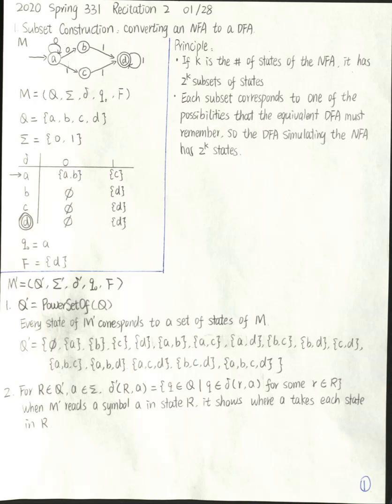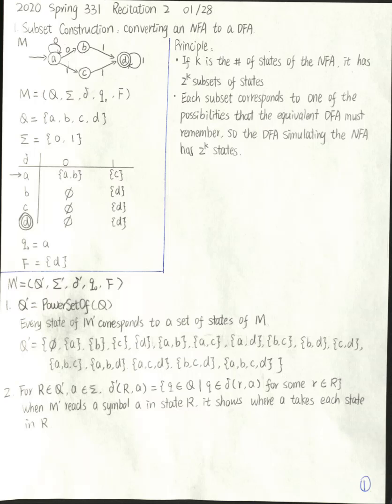Alright, the 5-tuple for this NFA is: Q, the set of states, A, B, C, D. Sigma, the alphabet, only 0 and 1, two symbols. The start state is A, and the final state is D.